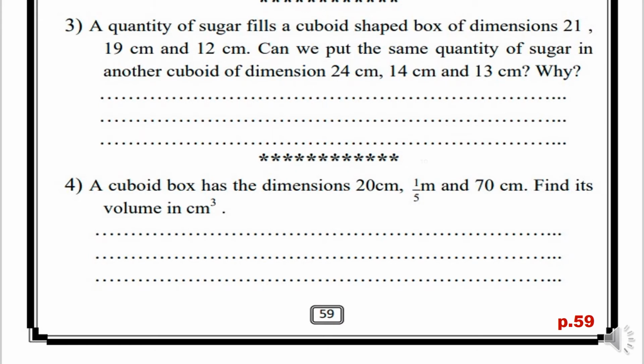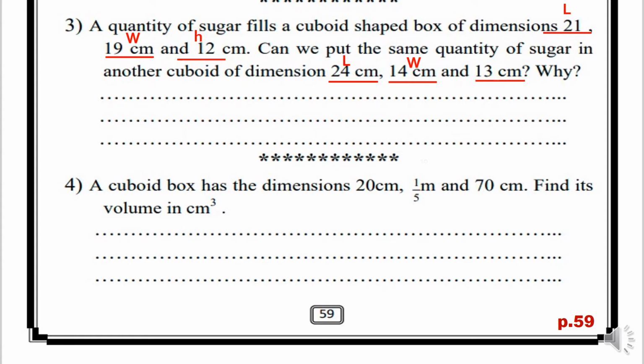Number 3. A quantity of sugar fills a cuboid-shaped box of dimensions 21 centimeter, this is the length, 19 centimeter, this is the width, and 12 centimeter, this is the height. Can we put the same quantity of sugar in another cuboid of dimensions 24 centimeter, this is the length, 14 centimeter width, and 13 centimeter height? Why or why not? Let's see.